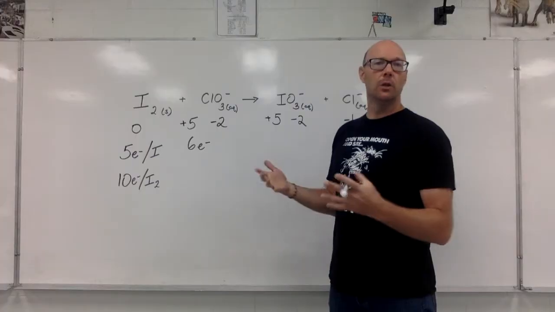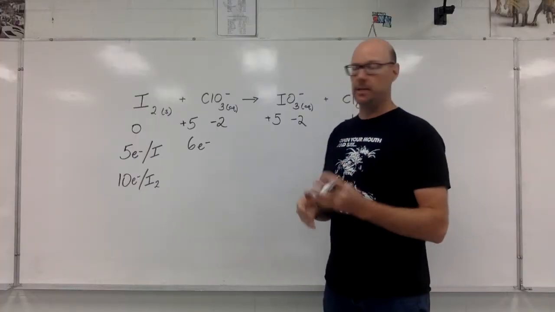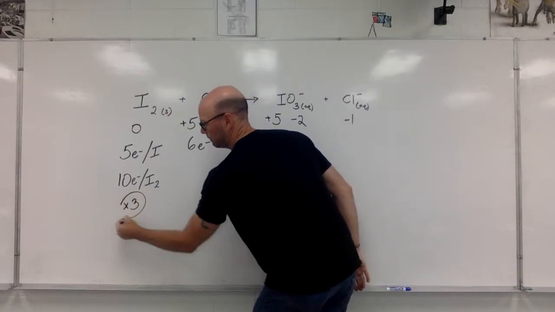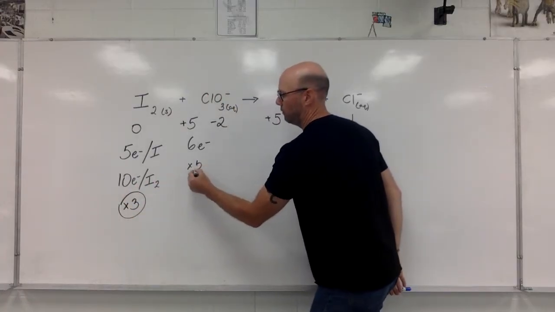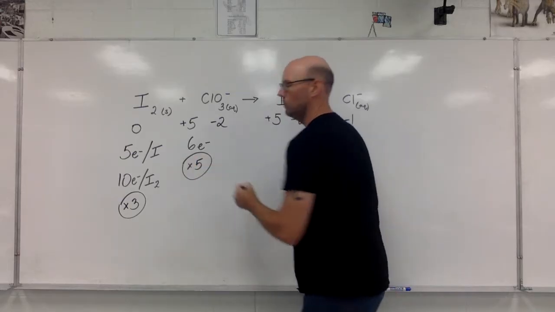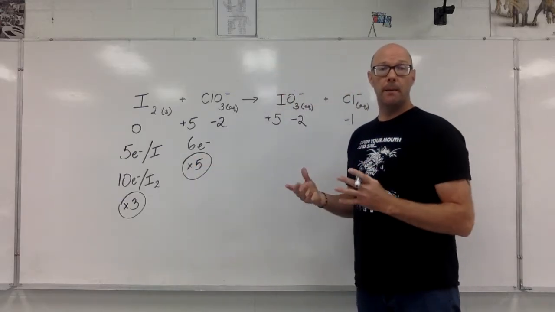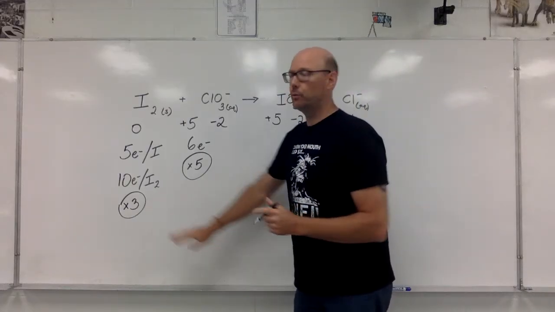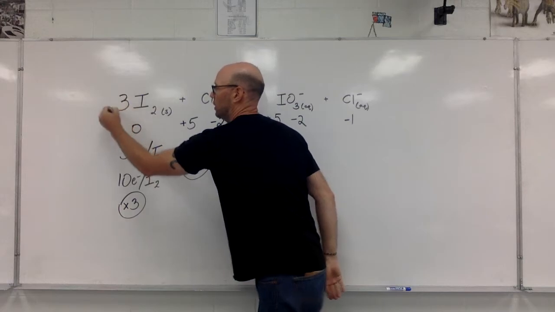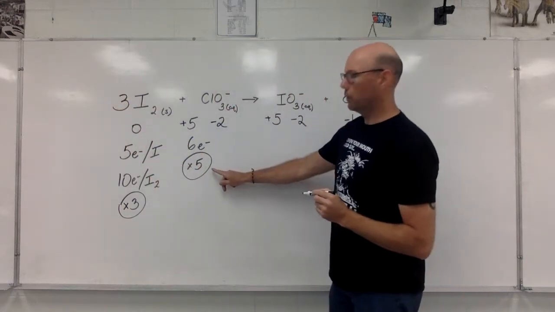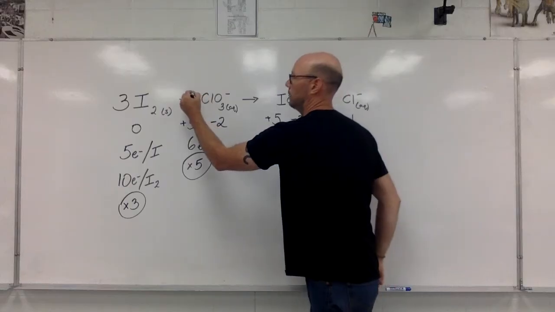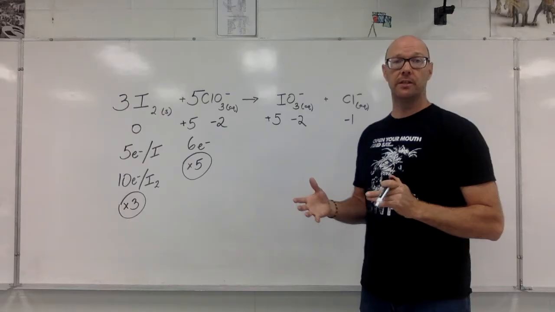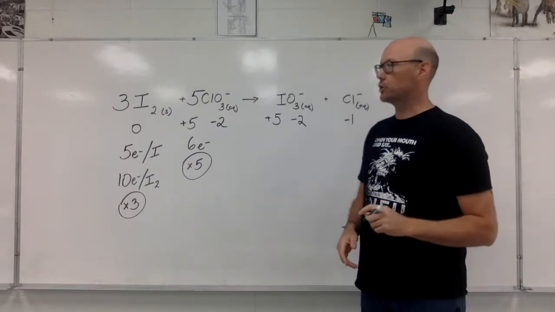My next step is to balance the electrons. 10 and 6, the lowest common multiple of 10 and 6 is 30. So here I have to multiply by 3, and here times 5. Whatever it is that I'm going to multiply by, that becomes the coefficient. Here we're multiplying by 3, so that becomes the coefficient. Here we're multiplying by 5, it becomes the coefficient. Once we have those numbers in there, we can balance the rest by inspection.